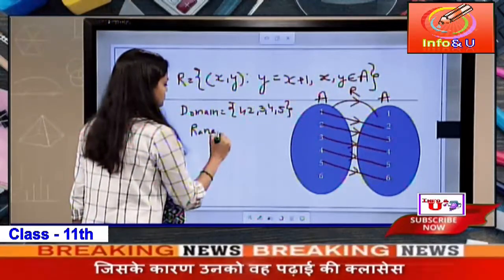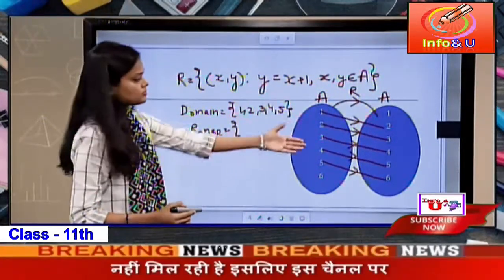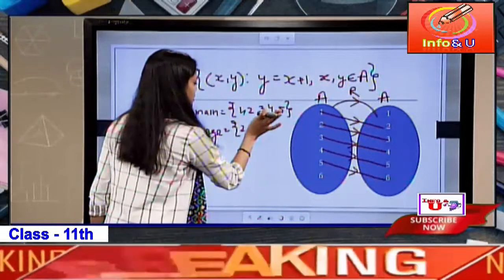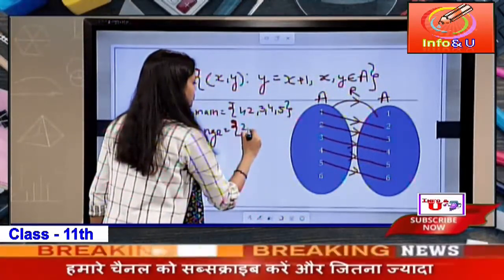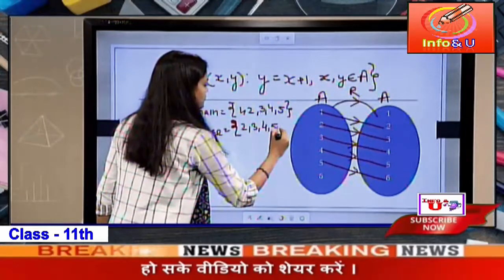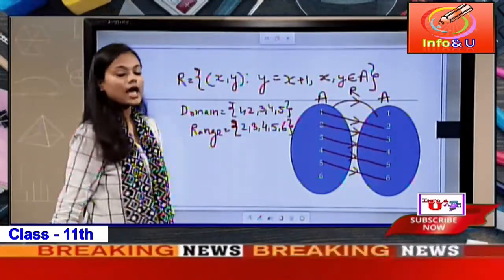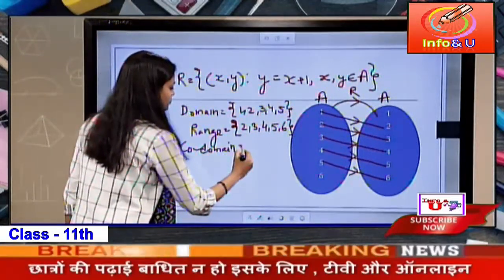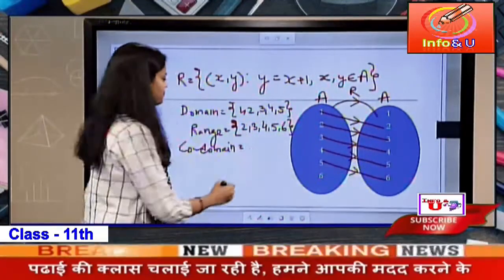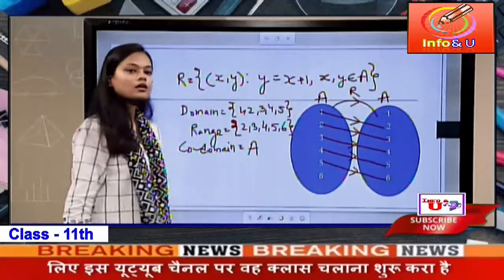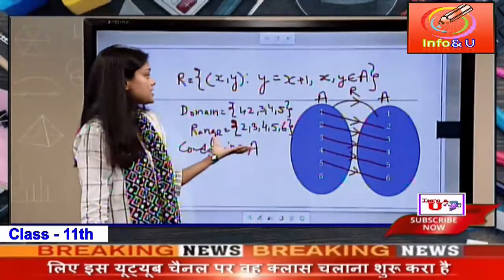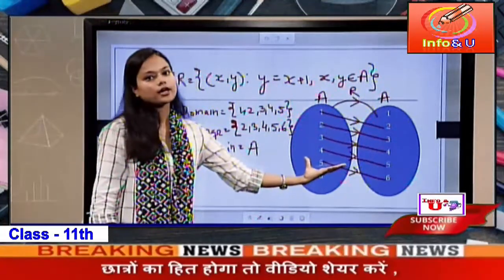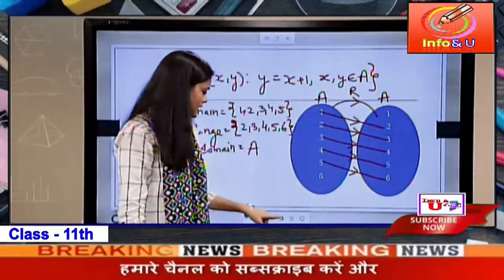Range: very well, we can see in this arrow diagram 2, 3, 4, 5 and 6. And codomain: the full set A. So this is how you can represent a relation from an arrow diagram. Let us see one more example or question.